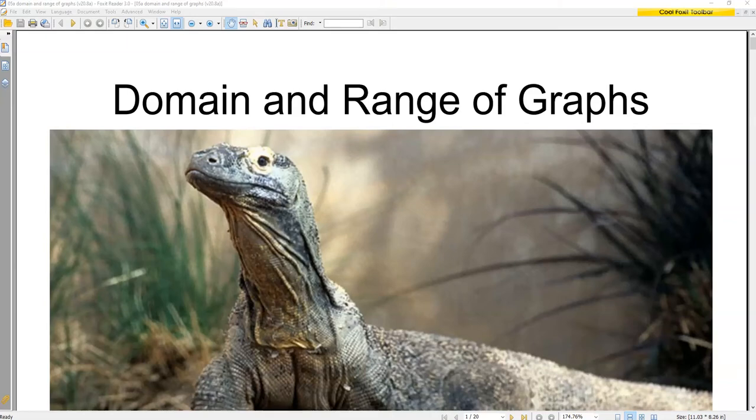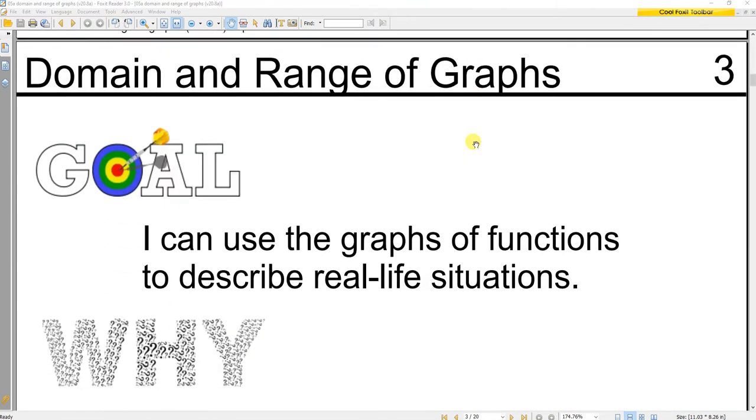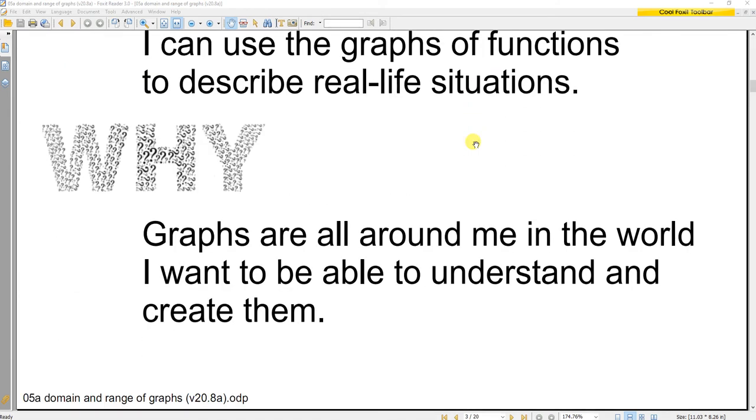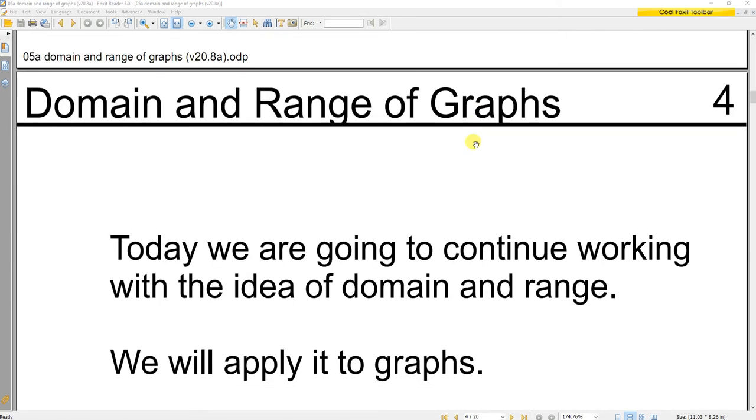Hey, it's Mr. Barr, and today we're going to do domain and range of graphs. Let's get going here. So our goal is I can use the graphs of functions to describe real-life situations, and graphs are all around me in the world, and I want to be able to understand and create them. So let's get ready with our notes here.